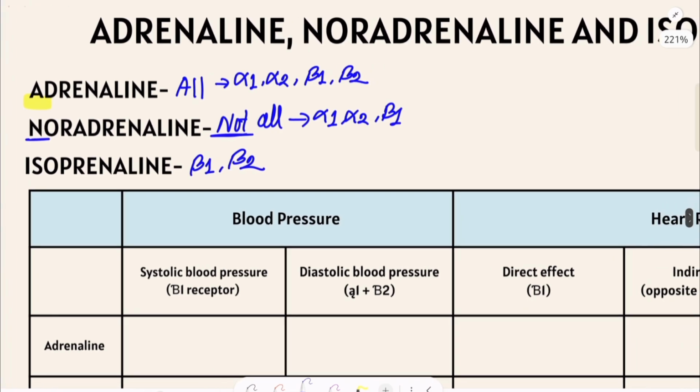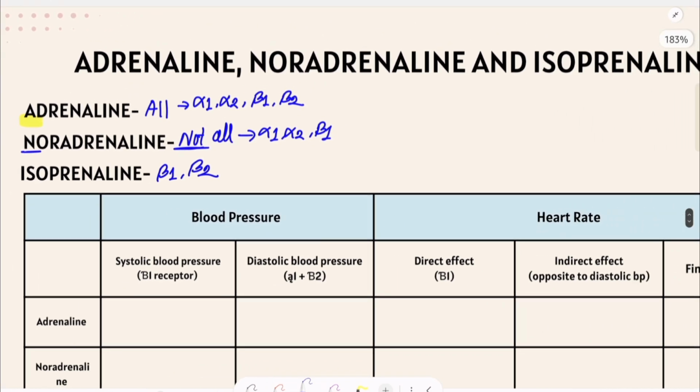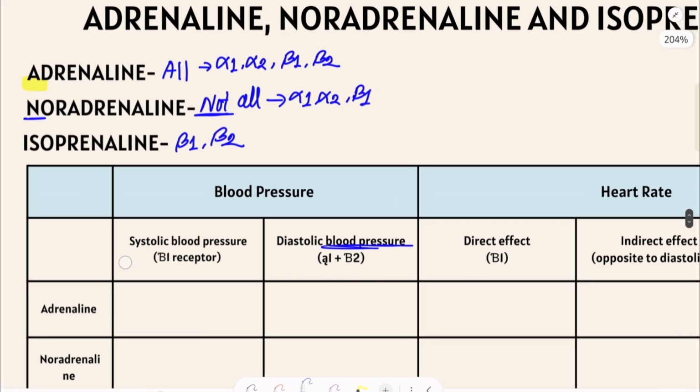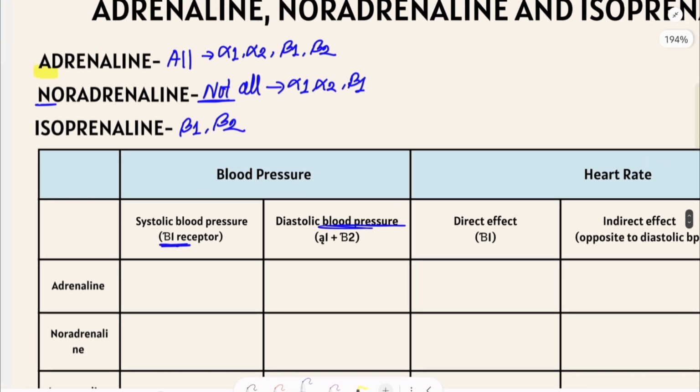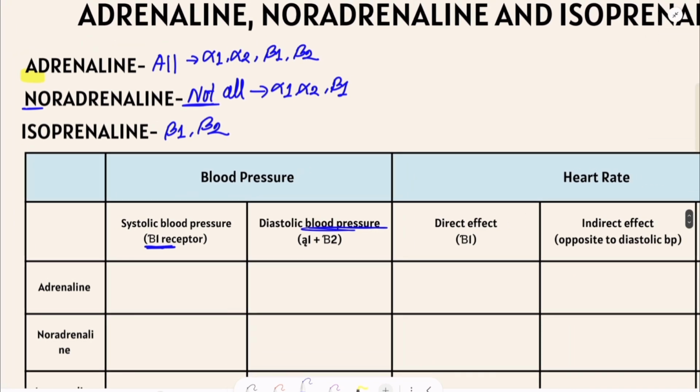Now we can discuss the effect of these drugs on blood pressure and heart rate. Again, blood pressure is of two types: systolic blood pressure and diastolic blood pressure. Systolic blood pressure, here systo means contraction of the heart. The contractility of the heart depends on which receptor? Yes, it is the beta 1 receptor. So if a drug stimulates beta 1, it will stimulate the heart, so it can increase systolic blood pressure.